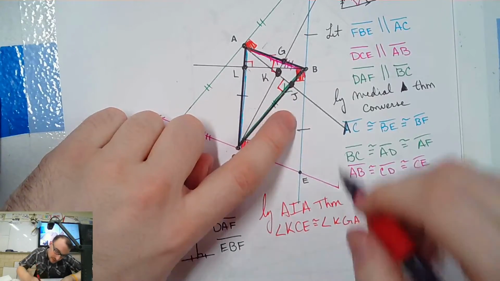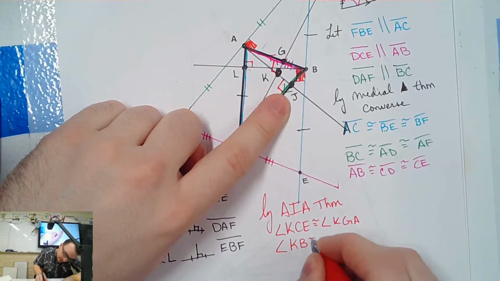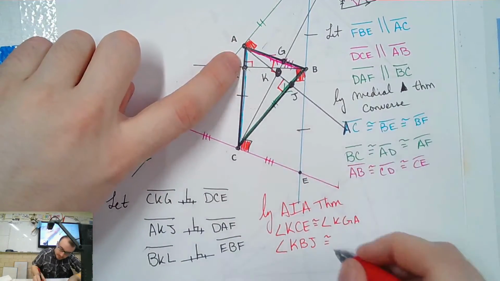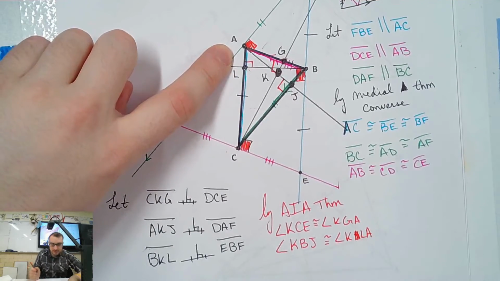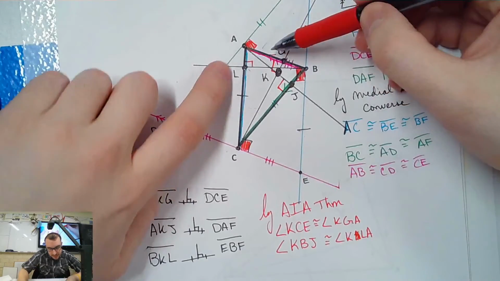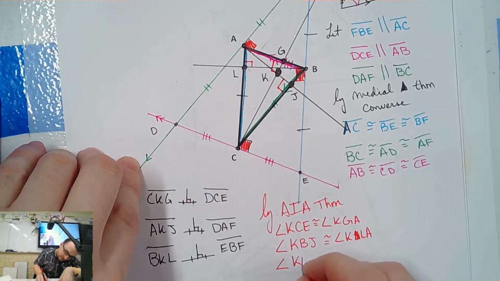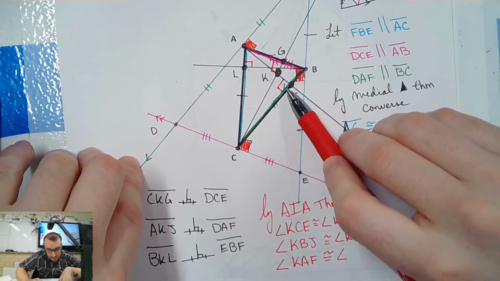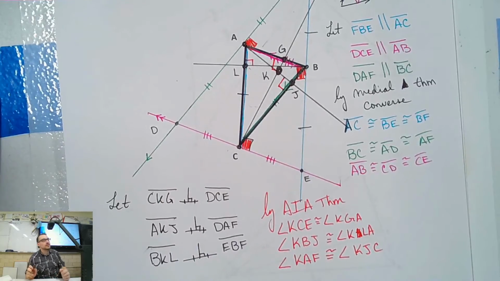And I'll do KBJ. This guy right here went with this one over here. That's KLA. Letters are hard. And then this guy, angle FAK, I'll do KAF, is congruent to this guy, CJK. Or if you want, KJC. I like having the K first in this case.